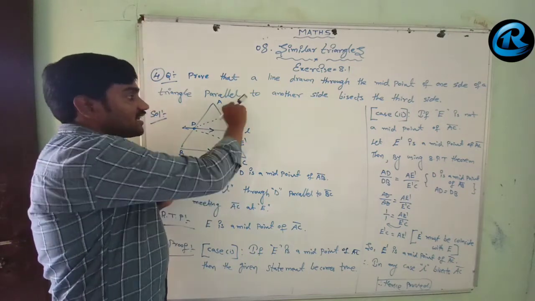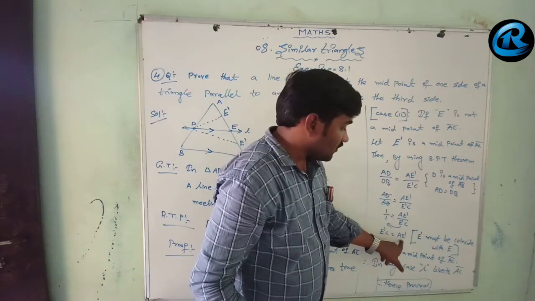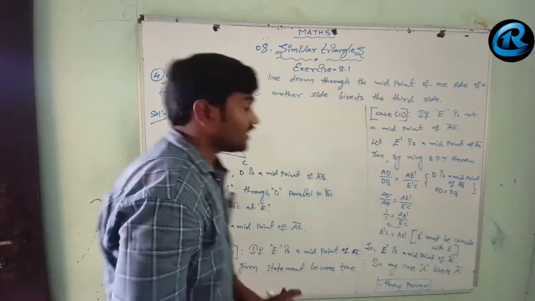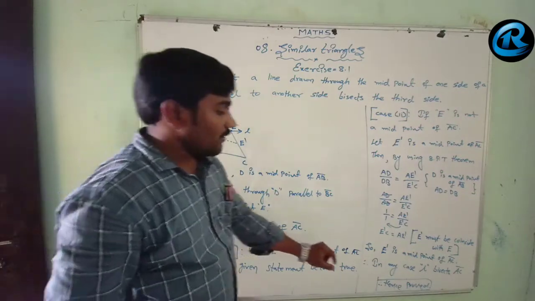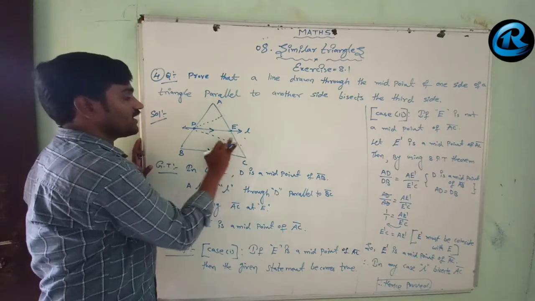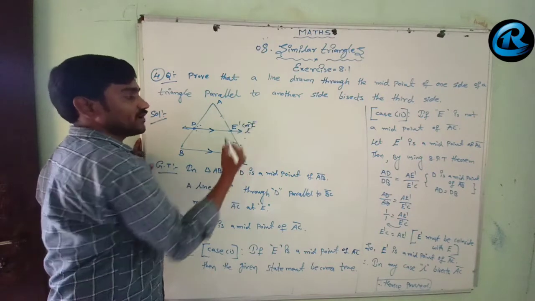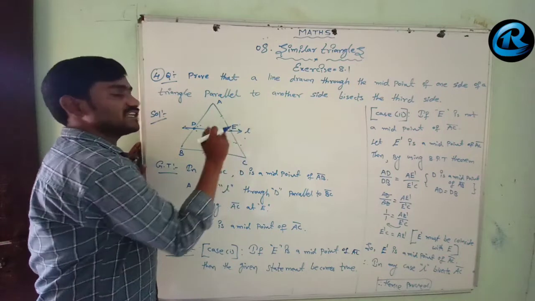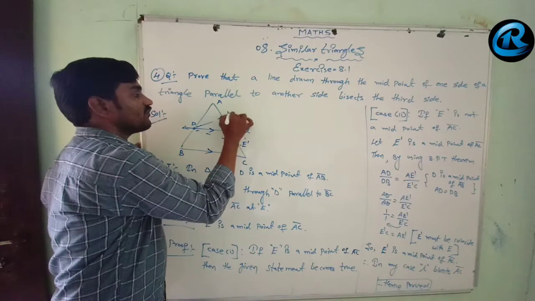E dash should not be anywhere else; E dash should be coincident with E. So E dash equals AE dash. It happens only when E dash is coincident with E. So here E dash is a midpoint of AC. The E dash also will be here only, or the E also will be here only. E dash and E are not two different things. Both will be at only one place.